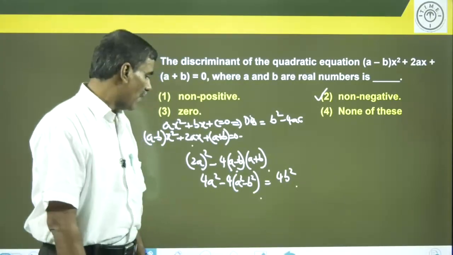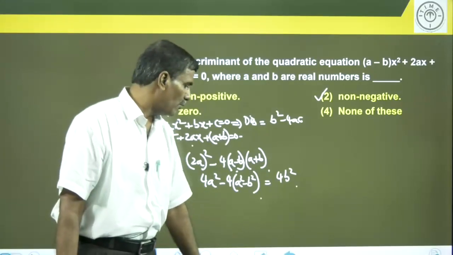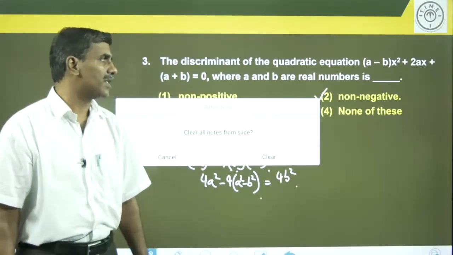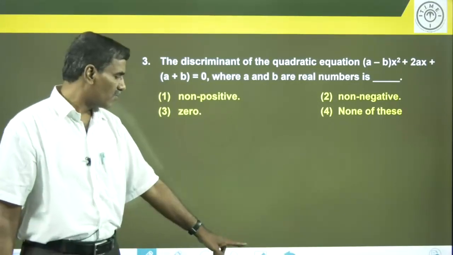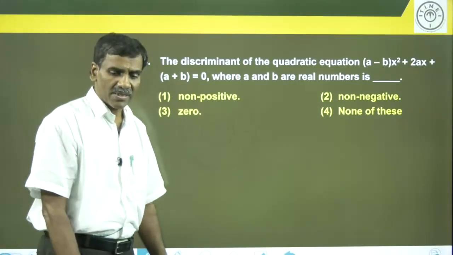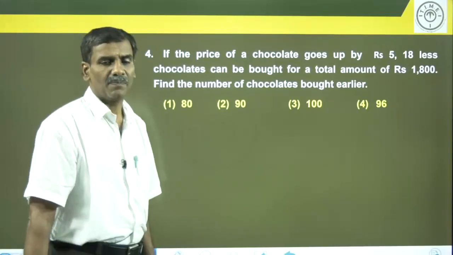So mainly our focus is on understanding how to deal with the discriminant. So the discriminant is basically b square minus 4ac. That is what the question is asking there, right?